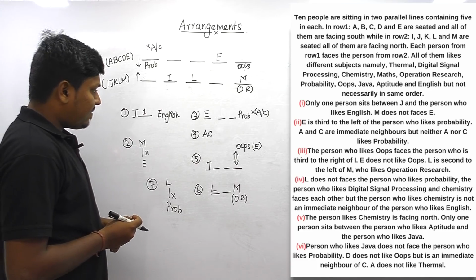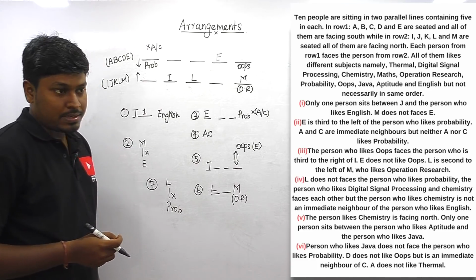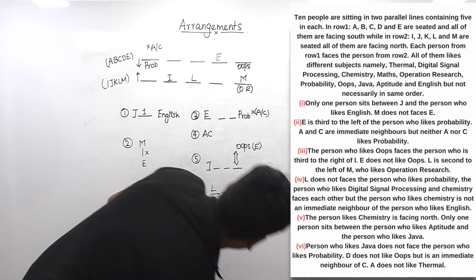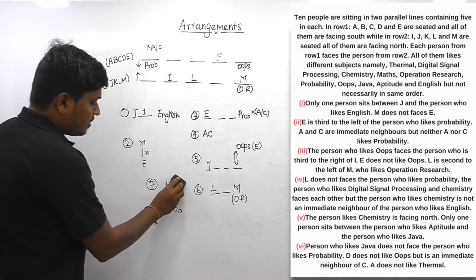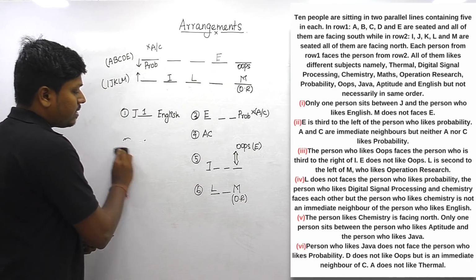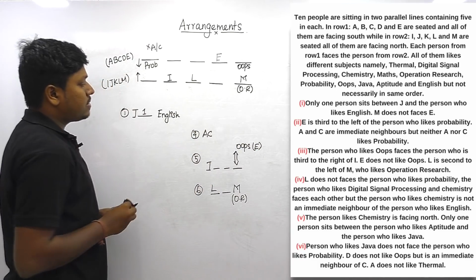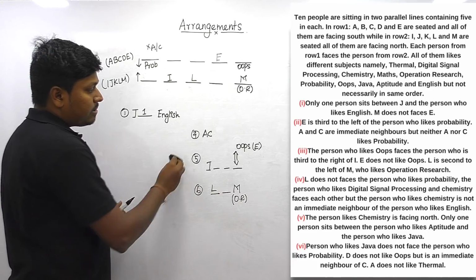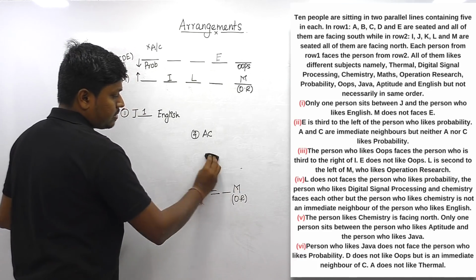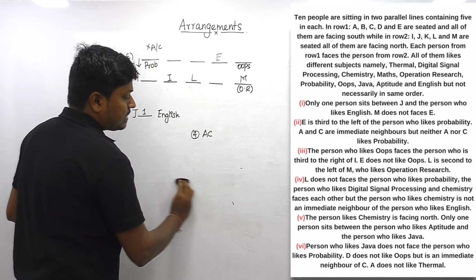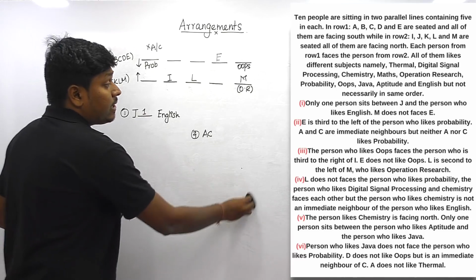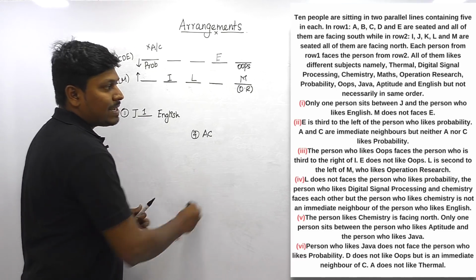And better we can do one thing, we can rub all the clues, friends. Wait a minute. We can rub this clue, because we have fixed this. We can rub this clue, and also E's right-hand side probability we can rub this, and A and C are immediate neighbors and we have fixed this also, we can rub this, and L's right-hand side second place M. Okay, still there are lots of points remaining. Let me move on to the next points.